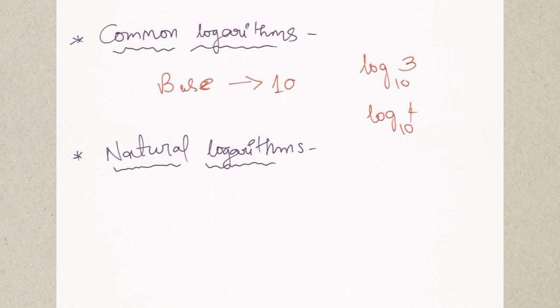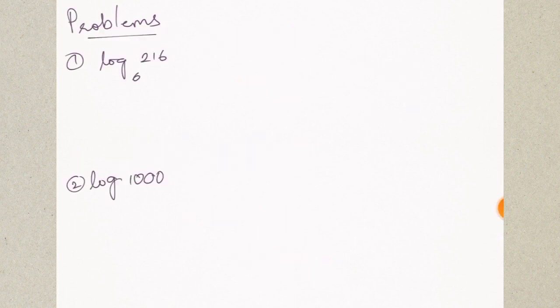Now natural logarithms: in this system the base of the logarithm is taken as e. e is an irrational number, you know, right? And the value is 2.71, lying between 2 and 3, 2.71 and so on. So those are natural logarithms. Now we will see a few problems based on these.